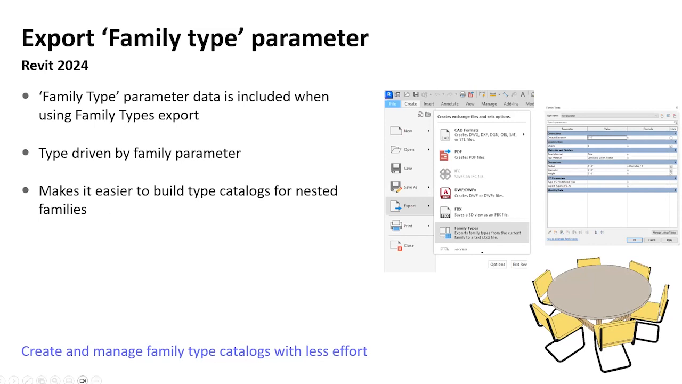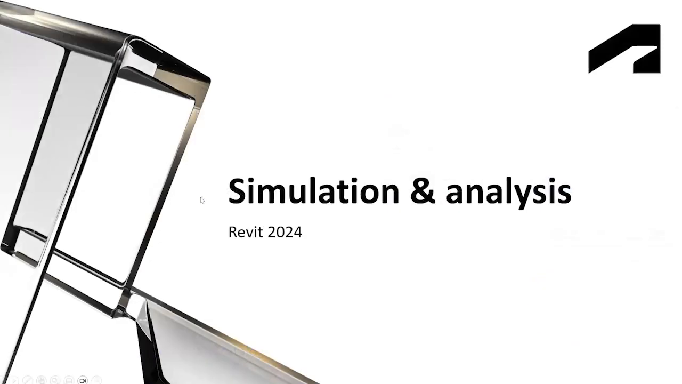Because in the family, you would go there and generate new types. Now we're going to be able to control those types and generate a text file when working directly in the families. So pretty good stuff.